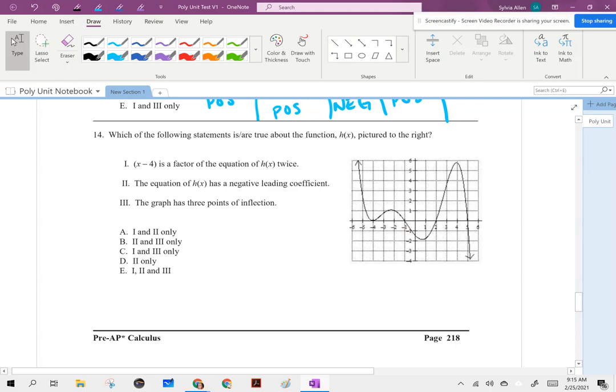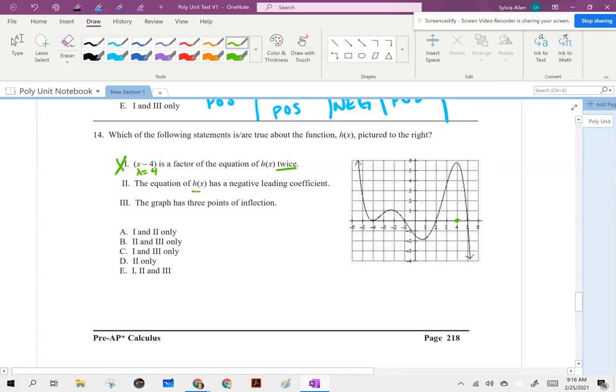All right, last multiple choice. Which of the following statements is true about this? X minus 4, which tells us that x is equal to 4, is a factor twice. So x equals 4 is right here. It's not even a 0. So that's not true. Now, negative 4 is a factor twice, but that's not what the factor is. X equals negative 4 means the factor would be x plus 4.